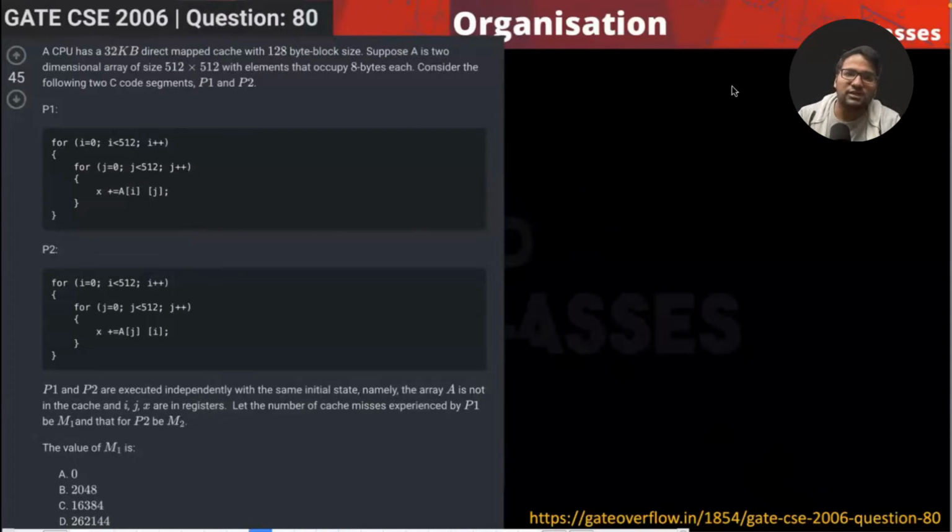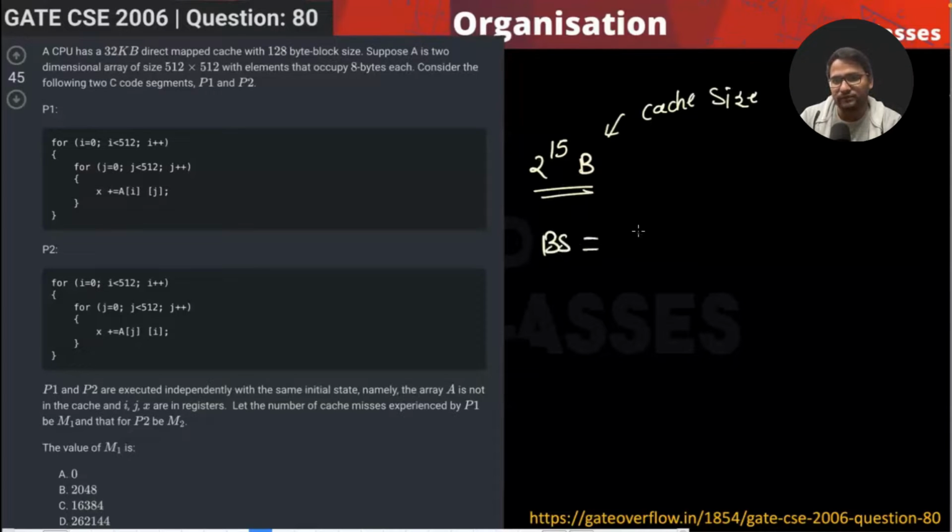They are saying a CPU has a 32 KB cache. 32 KB means 2 power 15 bytes is the cache size, which is a direct mapped cache. And what else are they saying? Now they are saying that you have a 128 byte block size. So the block size is also given, 2 power 7 bytes.